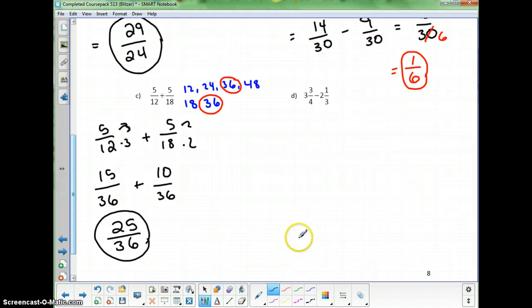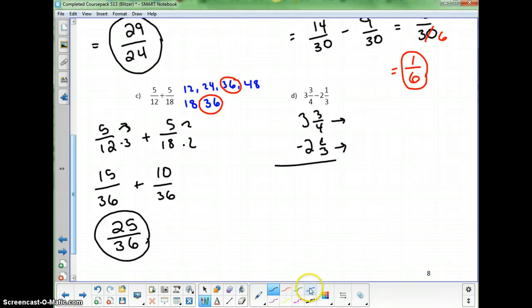Okay, now to do my subtraction with mixed numbers right here, I can do that subtraction with the whole numbers separately from the fractions, as long as I make sure I have a common denominator in the fractions. So usually I'm going to write these vertically, so I can write it as 3 3/4 minus 2 1/3. Just like if you're subtracting two-digit numbers, you're going to subtract from this column and subtract from this column, making sure I get common denominators.